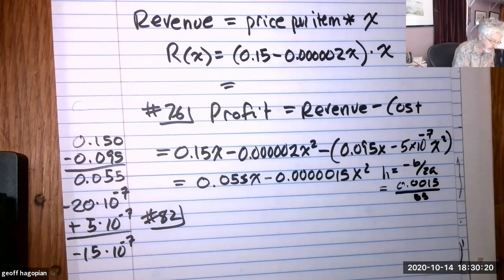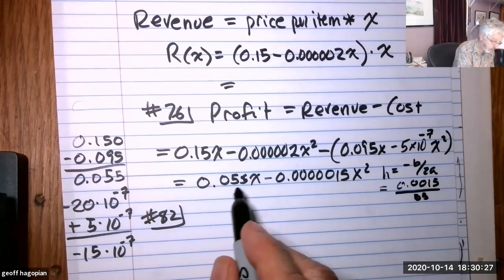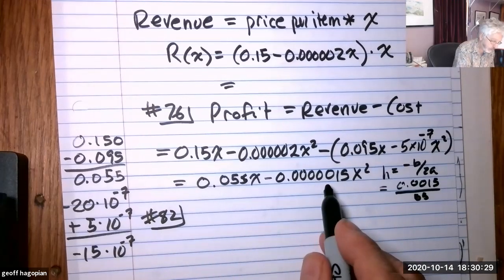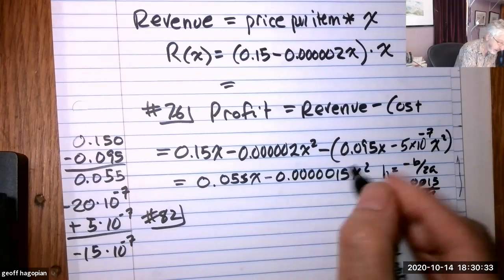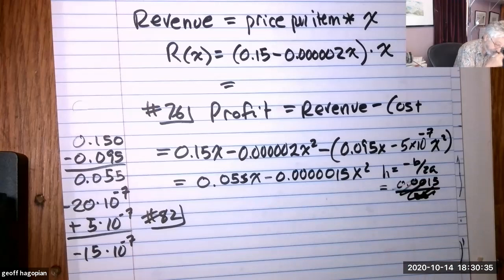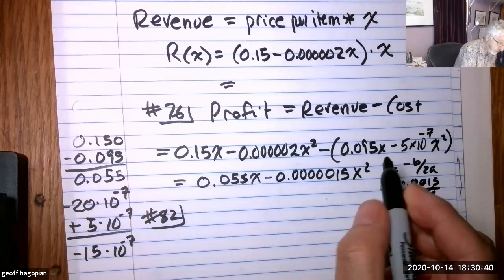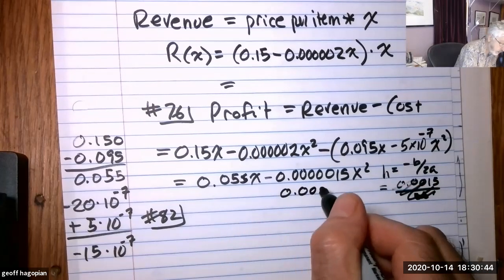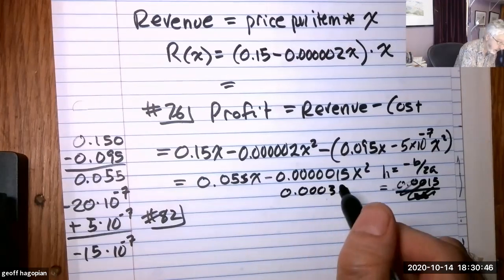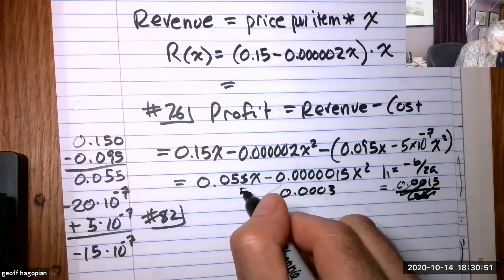Wait, am I doing that right? Negative b over 2. Oh, I have it upside down. No wonder. Yeah, negative b is 0.055 over 2a. Oh, and that's 2a, right? So this is going to be 0.0003. Oh, and it's going to be 55 divided by that, right?